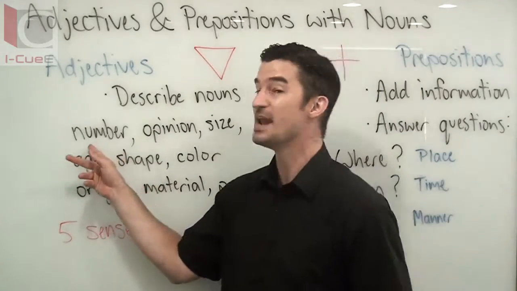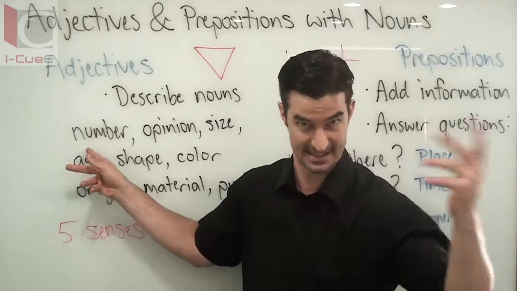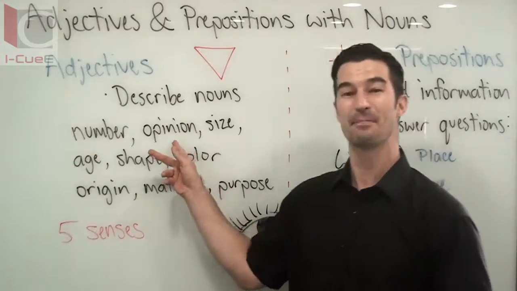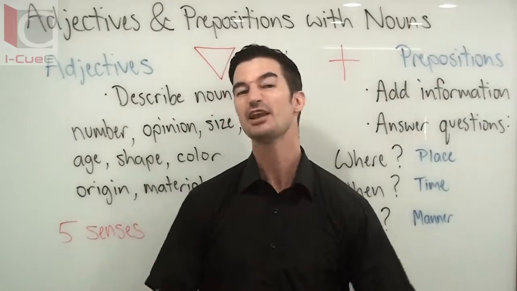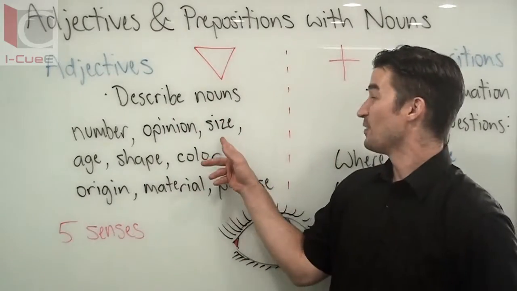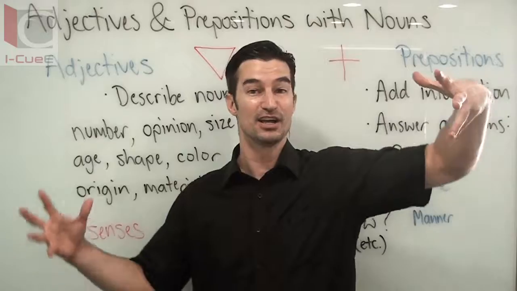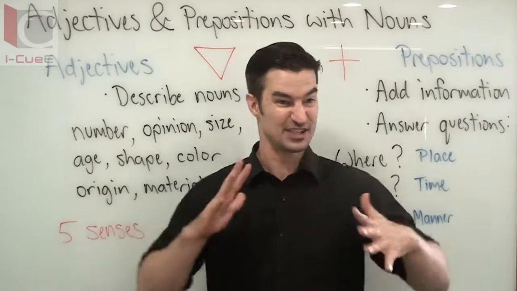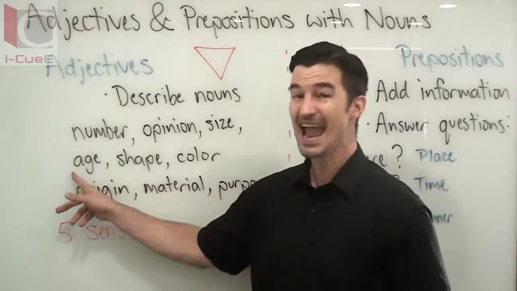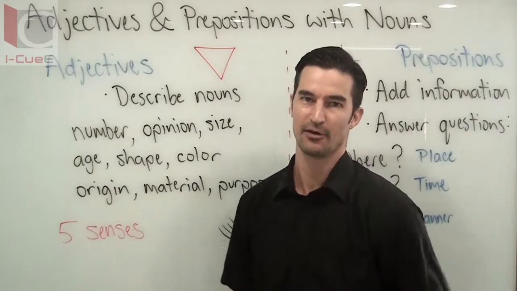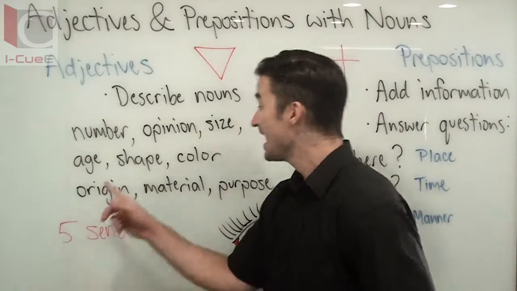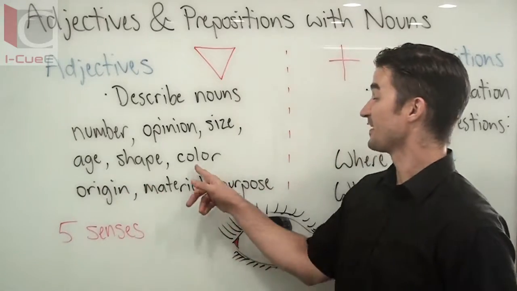We start with the number of the people, place, things, ideas, and then our opinion. These are things that we think are true but may not be factual. And then we talk about the size. Is it big or small or wide or skinny? And then the age. How old is it? If you care. Some people care about that question a lot more than others. And then the shape. And then the color.